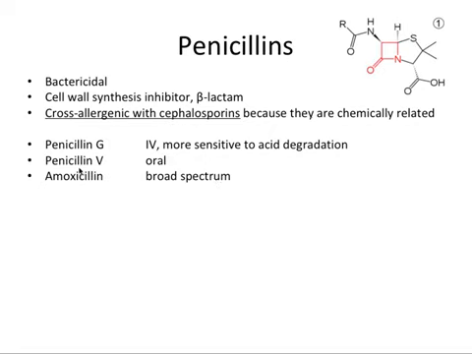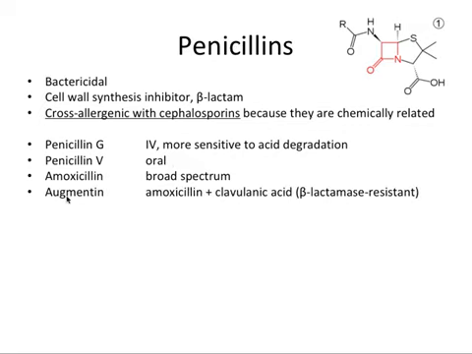All right, so another penicillin is amoxicillin, a really commonly prescribed one, and this is broad spectrum. So again, it covers a wide range of bacteria. Next, we have augmentin, which is combined amoxicillin with clavulanic acid. And the clavulanic acid is beta-lactamase resistant. And so what does this mean?